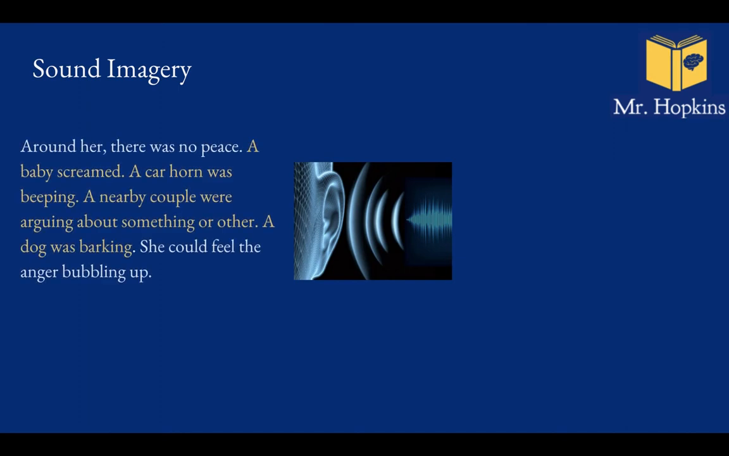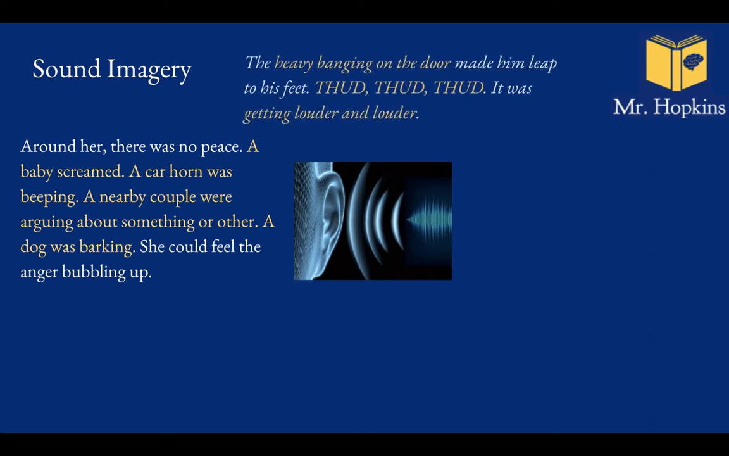Let's look at some examples of sound imagery. Around her, there was no peace. A baby screamed, a car horn was beeping, a nearby couple were arguing about something or other. A dog was barking. She could feel the anger bubbling up. So there's a description of many things, many sounds around this woman. Really allows us to see the sight, put ourselves in the setting.